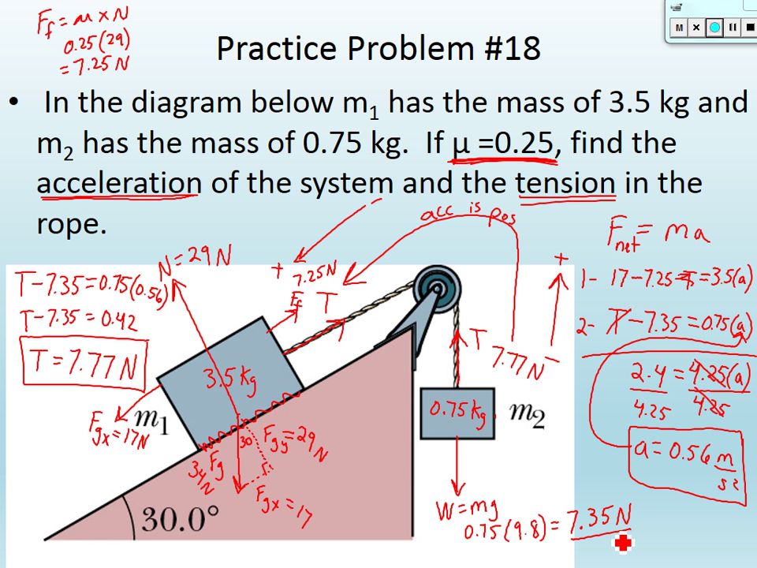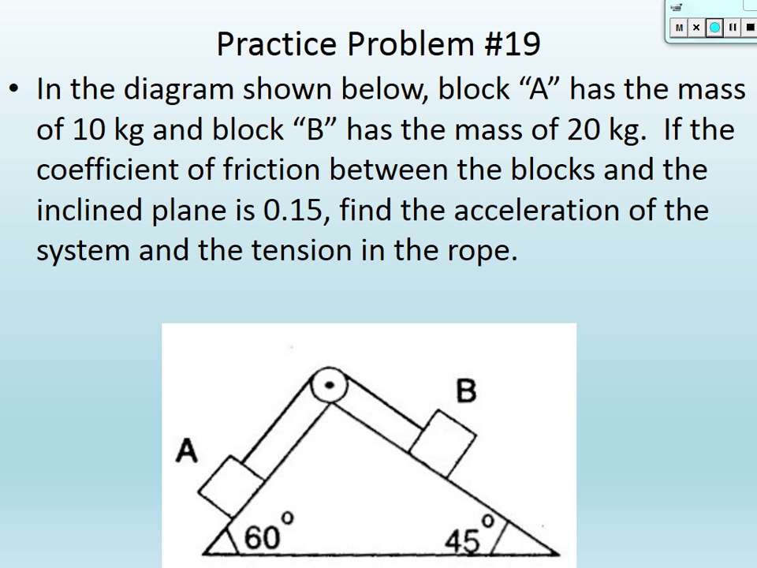Okay, very good. I've got one last practice problem for you. Let's go there now. Practice problem 19. Now this one's a little different because now both blocks are on an inclined plane. Block A, though, is at 60 degrees. Block B is at 45 degrees. So you're going to draw your triangles. You're going to put in all your forces. And you're going to compare the forces, see which way it's going to move. Draw in your arrow for the movement. We've done this, okay? Try this.